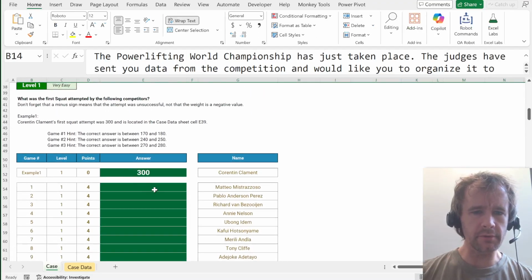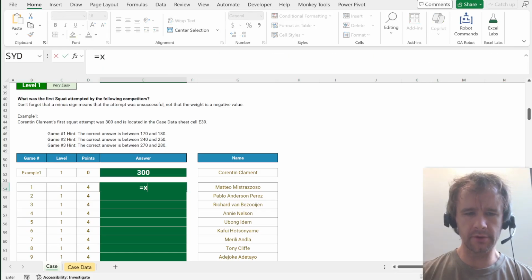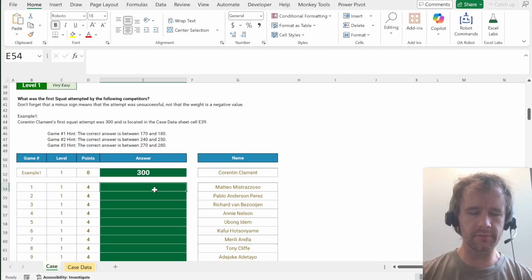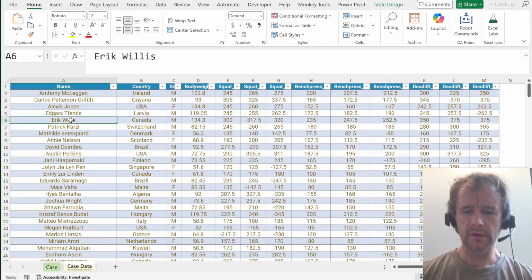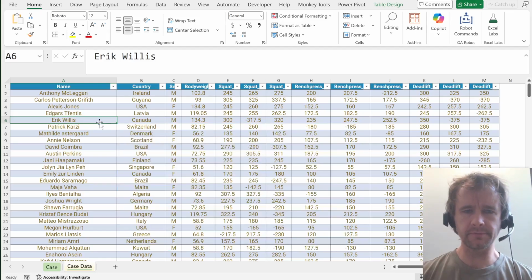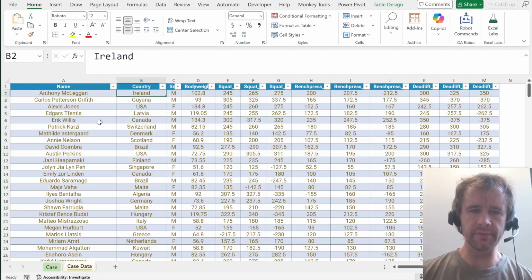What was the first squat attempt by the following competitors? Okay, so this should be XLOOKUP this. Bad start. XLOOKUP this in T name. Actually, wait. I've been meaning to try to get more in the habit of using the table lookup lambdas. So let's do that as a robot command. Generate table lookup lambdas. There it is. So that will generate basically a function for it.